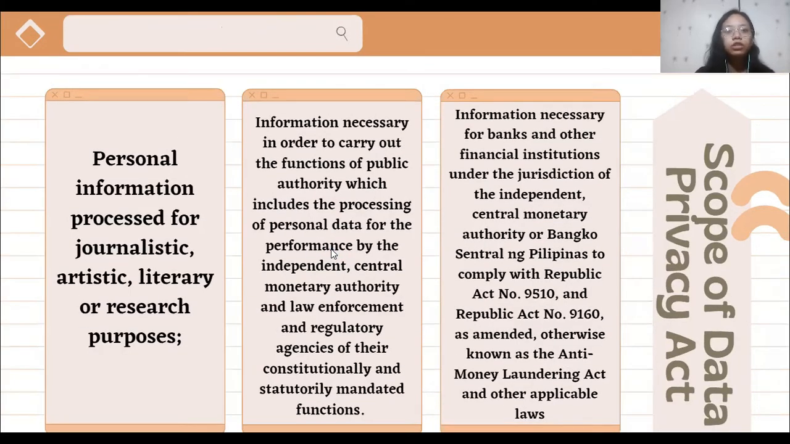Personal information processed for journalistic, artistic, literary, or research purposes. Here, we usually apply personal information to certain literary works or arts. Of course, it is for credentials.